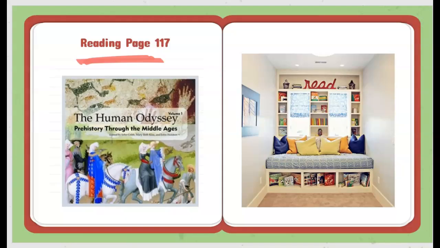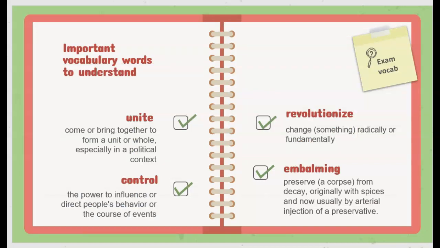All right, so you need to read page 117, again, just to that disruptive pharaoh. And then our important vocabulary words to understand: unite, come or bring together to form a unit or whole, especially in a political context. Control means the power to influence or direct people's behavior or the course of events. Revolutionize is to change something radically or fundamentally. And embalming is to preserve a corpse from decay, originally with spices and now usually by arterial injection of a preservative.